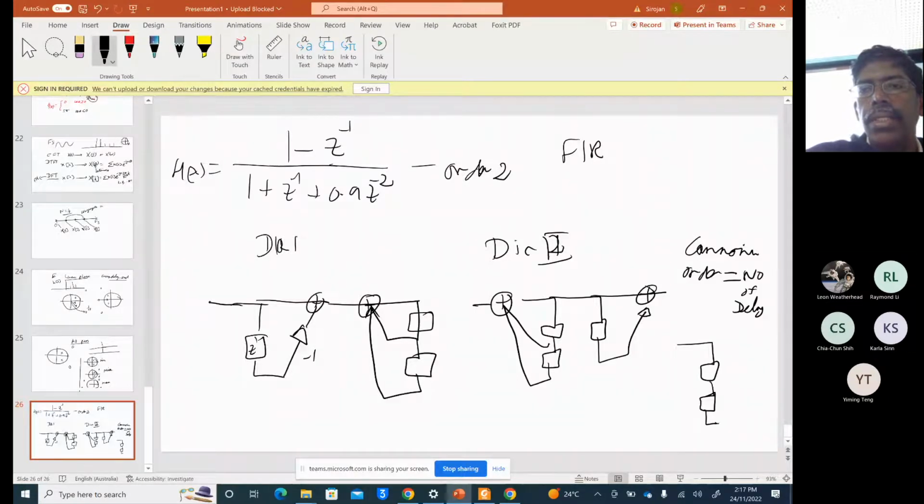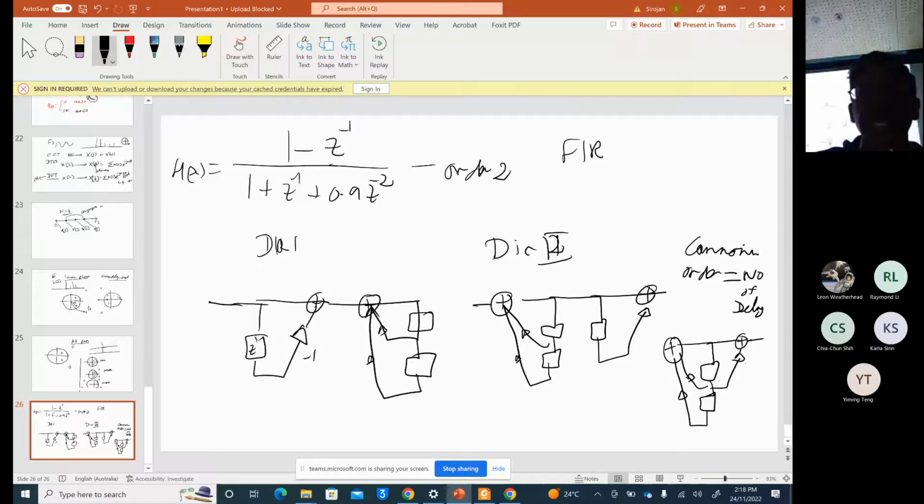Okay, so for the canonic system, you have this one. So all these things have these values here. And so this is the canonic system.